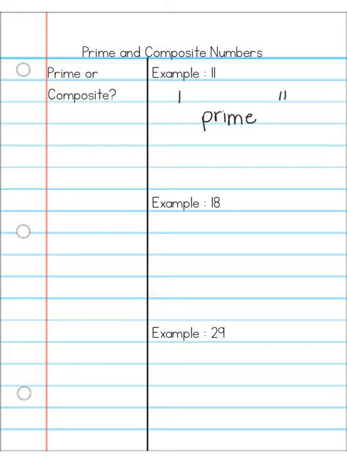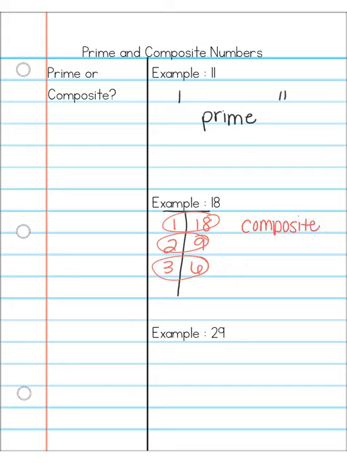When I look at 18, I'm going to use a T-chart for this one. I have 1 and 18, 2 and 9, 3 and 6. This has 3 factor pairs, so this is a composite number. Looking at the number 29, I have 1 and 29, and those are the only factors, so this is a prime number.